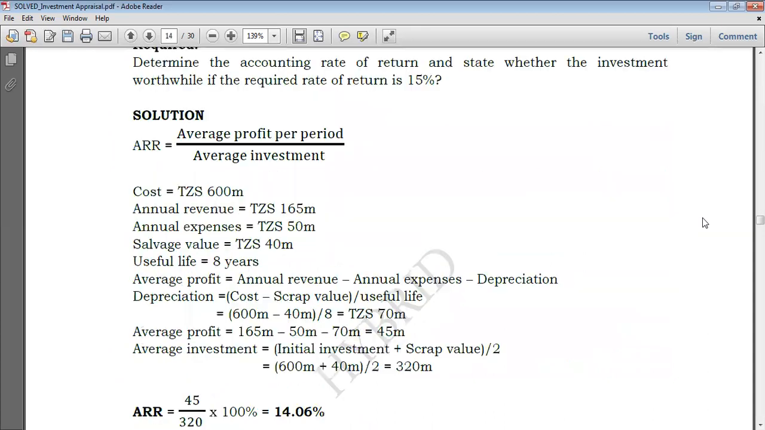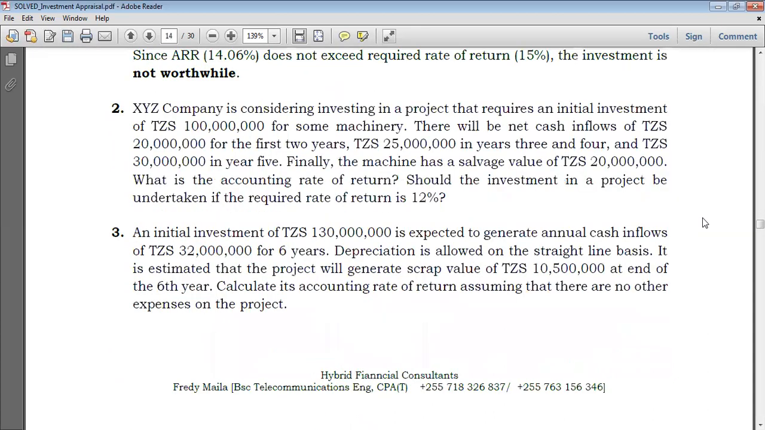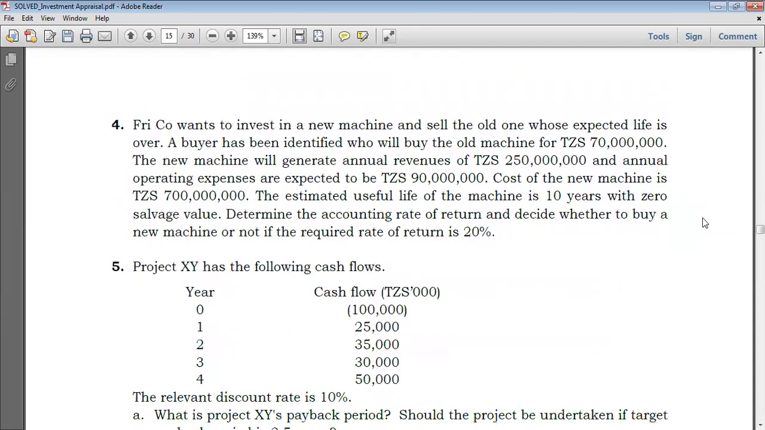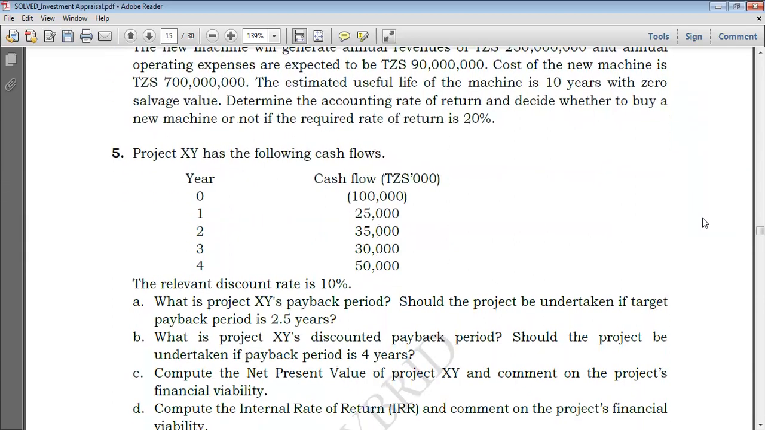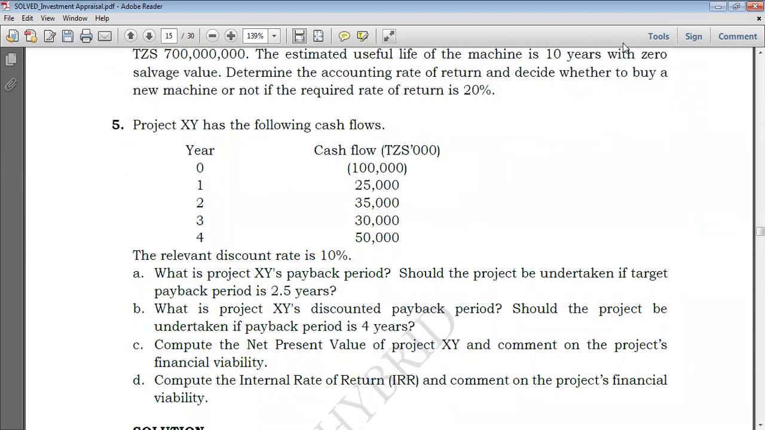So here, number 1, number 2, number 3, number 4, these are just questions for accounting rate of return. Now let's do question number 5. And after here, I'll have to say good night. To me, it's night here. To you, I think it's afternoon.